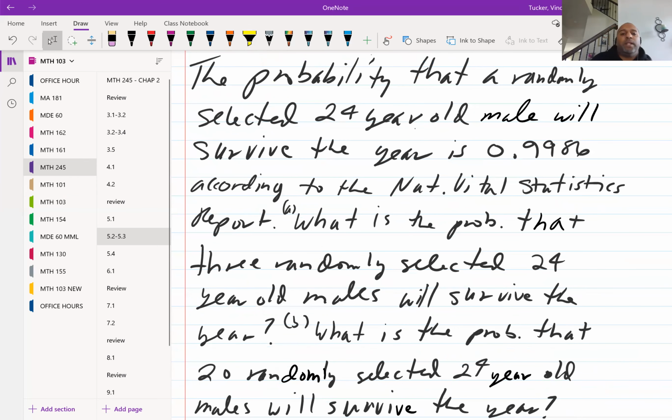So we have the probability that a randomly selected 24-year-old male will survive the year. It's 0.9986 according to the National Vital Statistics Report. So A, what is the probability that three randomly selected 24-year-old males will survive the year? Then B, what's the probability that 20 randomly selected 24-year-old males will survive the year?